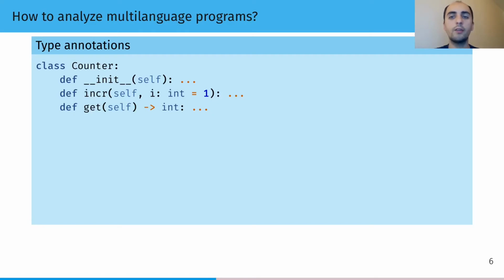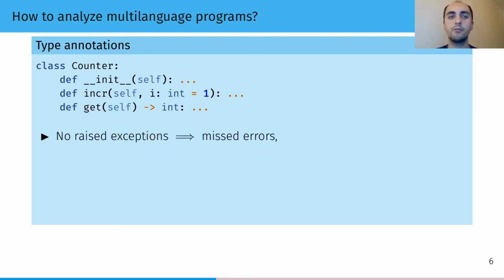So there are a few ways we could avoid analyzing this C code. One way would be to use the type annotations of Python as stubs for the native code. So in the case of our running example, we could say that the incrementation method has an optional argument i, which is an integer and has default value 1, and that the getter returns an integer.